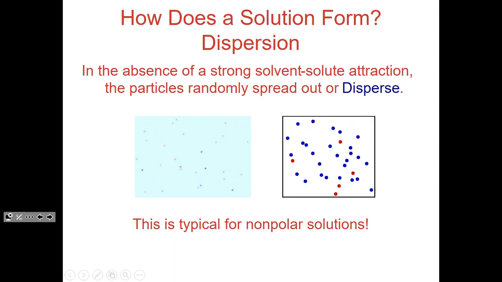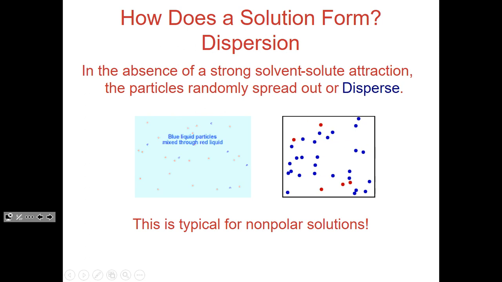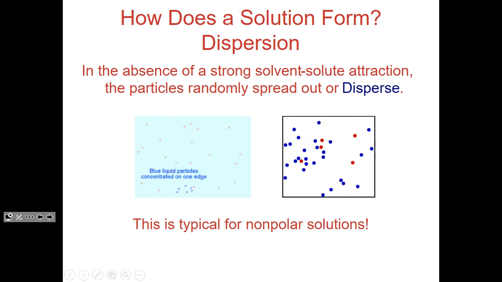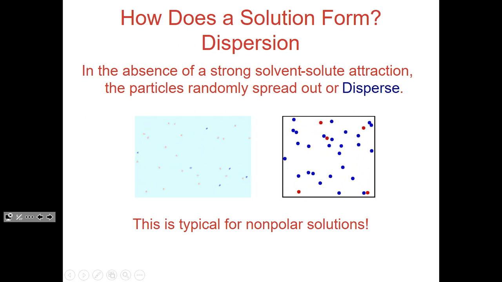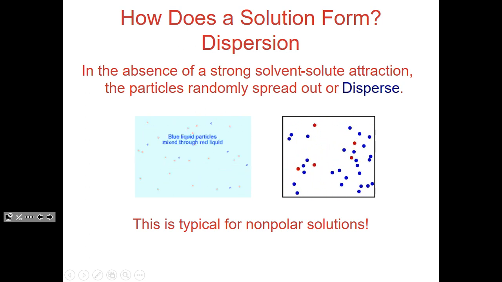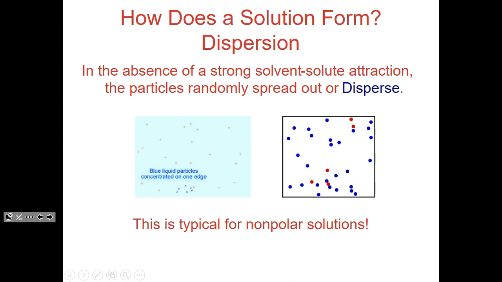Another method is dispersion. So when we don't have any strong solute-solvent attractions that are forming, then really what's happening is the particles aren't very much attracted to each other and they just randomly spread out. And this is pretty typical of nonpolar solutions of gases.